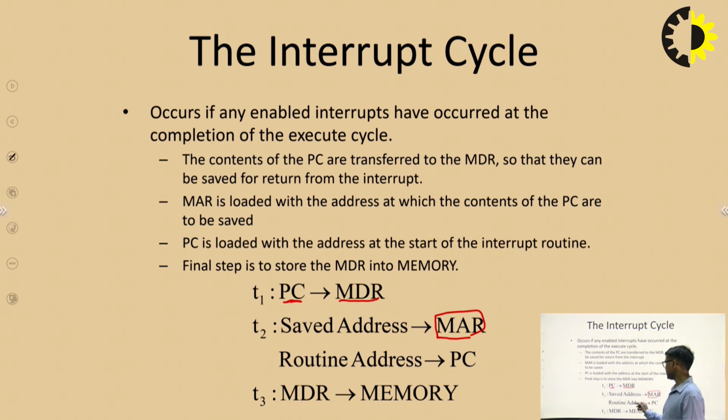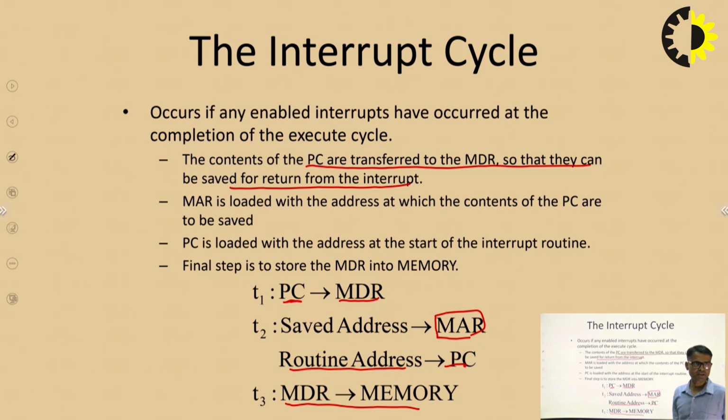Okay, and due to the interrupt, whatever the routine address has been generated, it will be copied back to the PC. Since the new address is updated to the PC, what will happen? At the T3 step, we will copy the MDR content to the memory. Basically, the contents of the PC are transferred to the MDR so that they can be saved for return from the interrupt when we come back after servicing the interrupt.